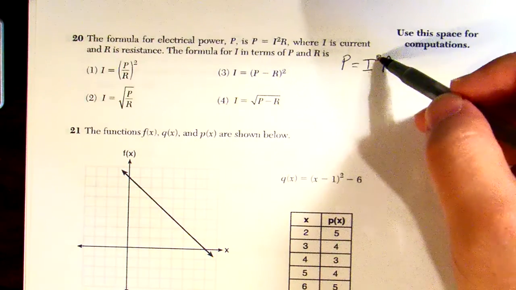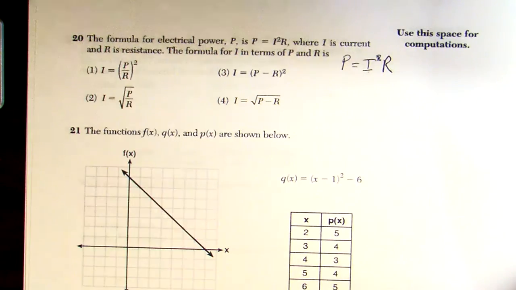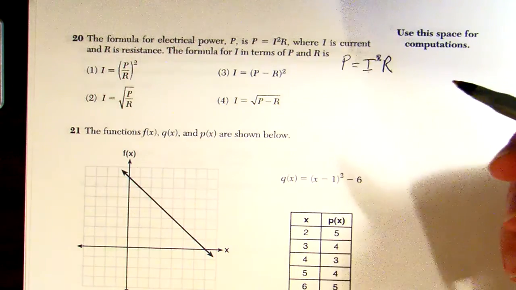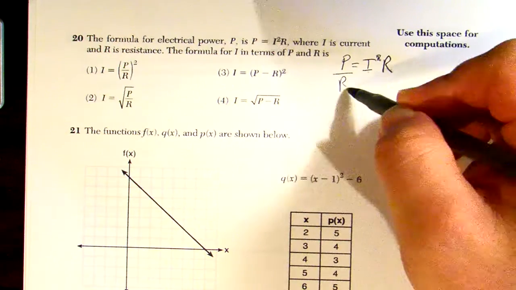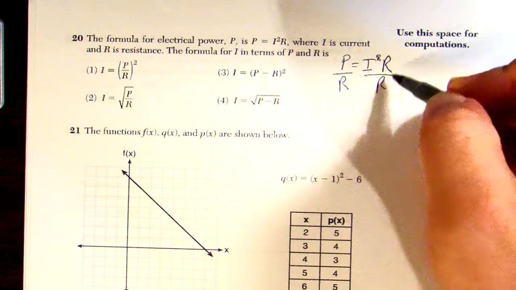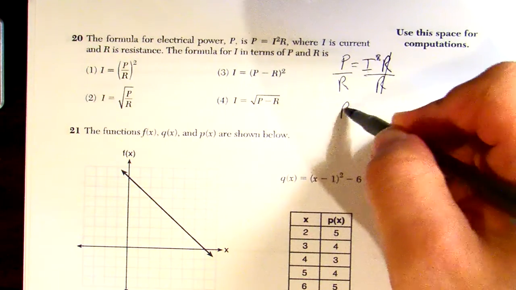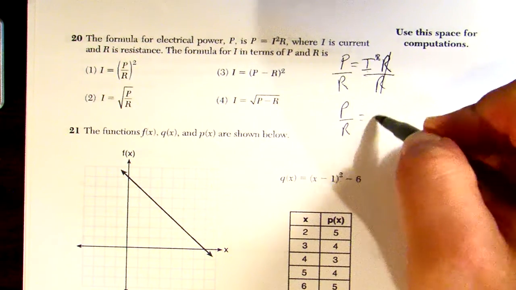I notice I have I squared times R. How can I move that R? Well, opposite of times is divide. So if I divide both sides by R, these R's cancel and I'm left with P over R equals I squared.